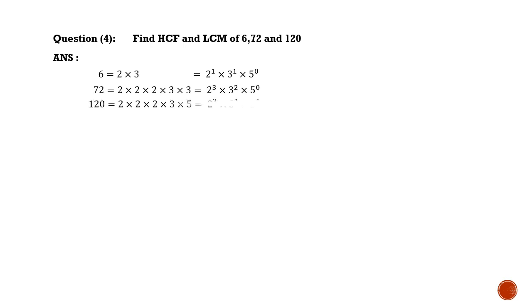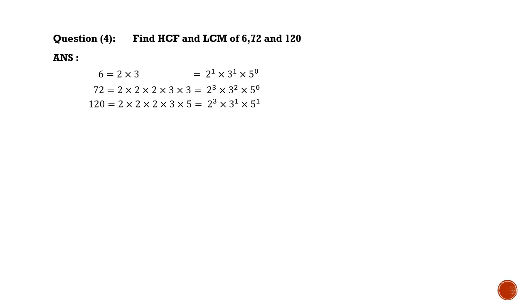Question number 4. We are going to see how we are going to find out HCF and LCM of three positive integers. Question is to find out HCF and LCM of 6, 72 and 120. First of all, let us write these as a product of prime factors. 6 can be written as 2 into 3. 72 can be written as 2 into 2 into 2 into 3 into 3. And 120 can be written as 2 into 2 into 2 into 3 into 5.